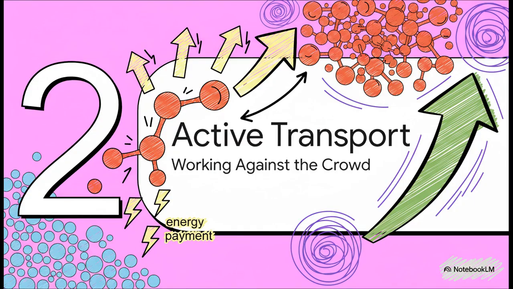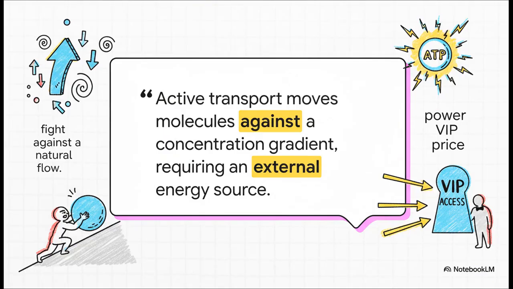Okay, so that was the easy stuff. Now let's talk about the VIPs. These are the molecules that need to move against the crowd. They need to go from an area where there aren't many of them to a place where it's already packed. This is totally unnatural, and to make it happen, it's going to require a serious energy payment. And that's really the heart of active transport. You are fighting the natural flow, kind of like trying to push a giant boulder uphill. And that fight requires power.